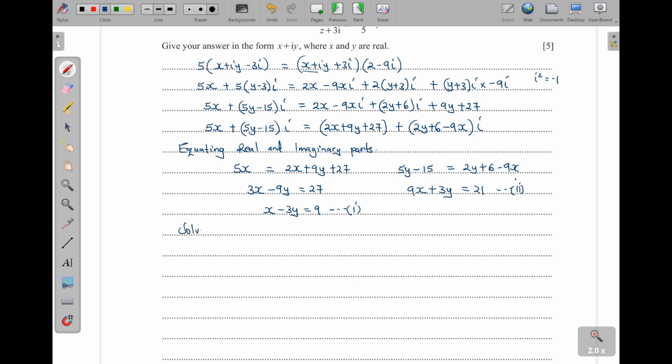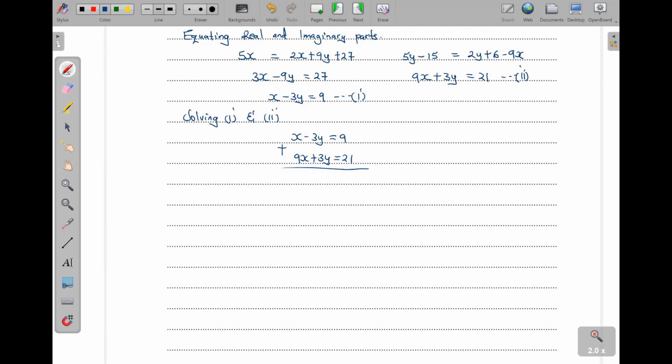Now solving 1 and 2 simultaneously, we can have x minus 3y, which is equal to 9. The other one is 9x plus 3y, which is equal to 21. Do you see that when I add these two, this y will disappear because one is negative, the other one is positive. So x plus 9x, this one is going to give us 10x. 9 plus 21, this one is going to give us 30. So meaning when we divide all through by 10, our x is going to be equal to 3.